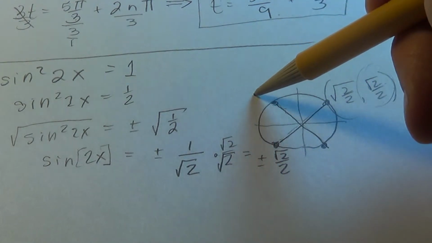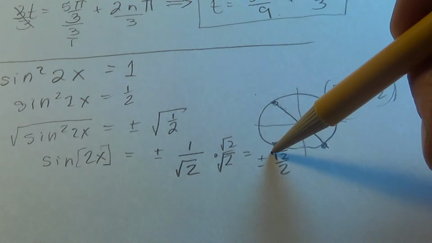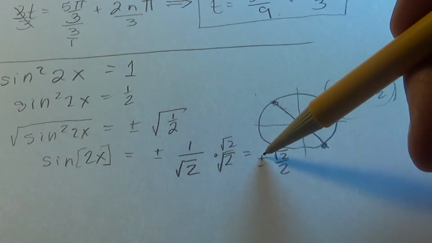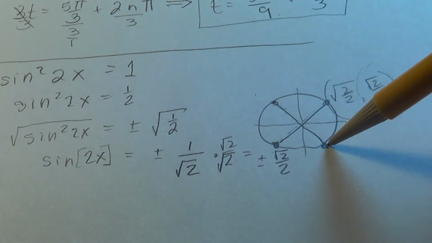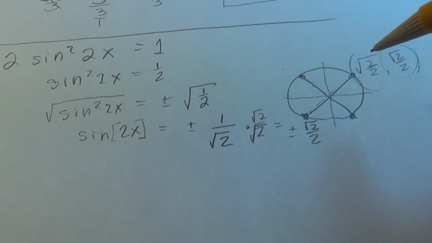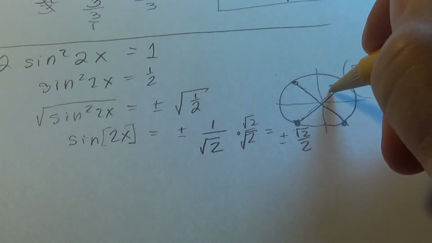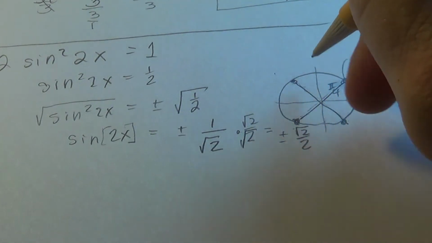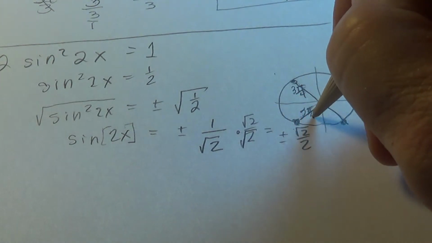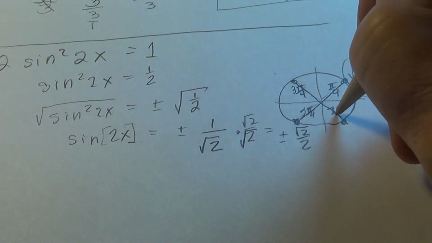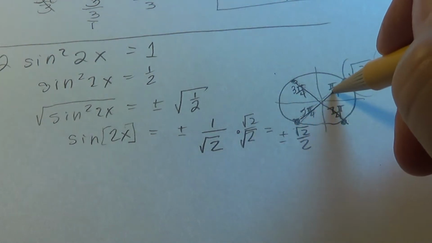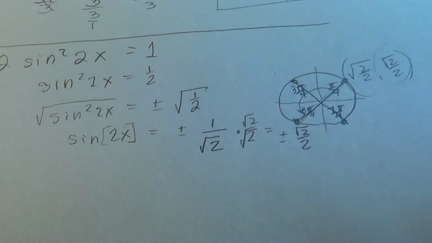Over here it will be square root of 2 over 2. Here the second coordinate will be negative square root of 2 over 2, which counts because we have plus or minus, and this one is negative as well. So we'll go with those 4 spots: pi over 4, 3 pi over 4, 5 pi over 4, 7 pi over 4. But we can consolidate this one with this one because they're half a circle away from each other.